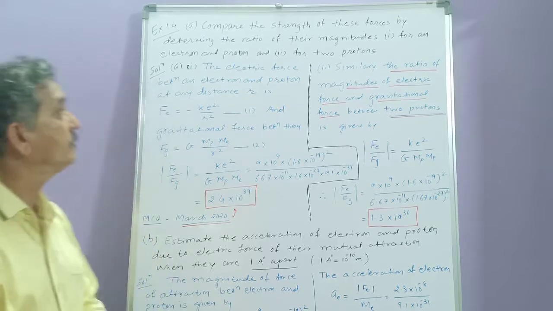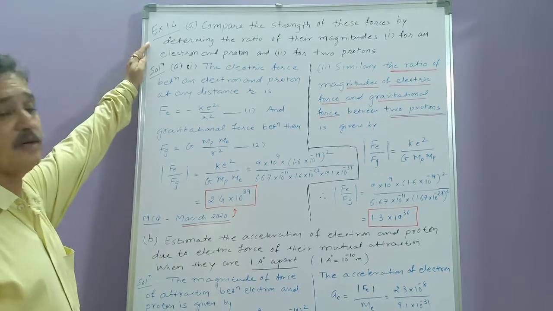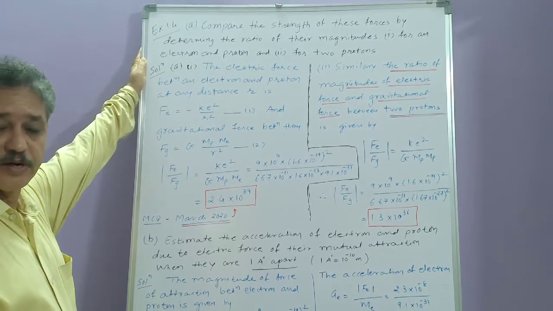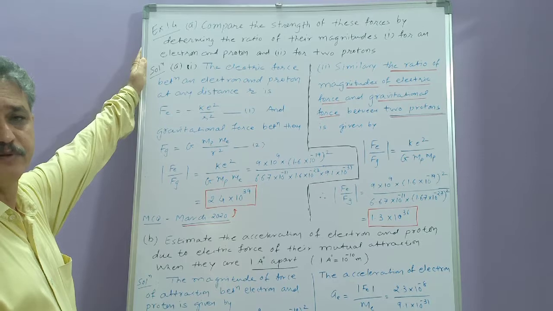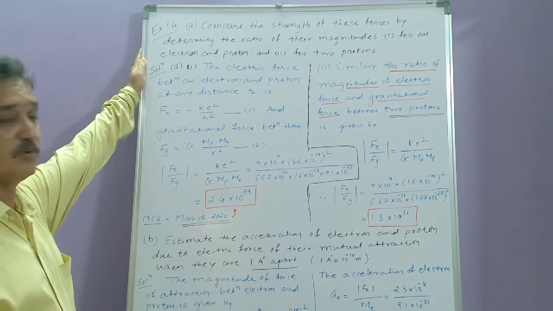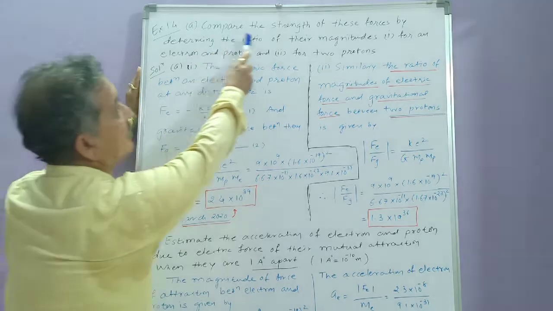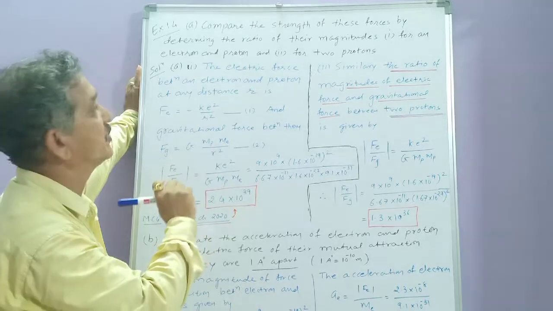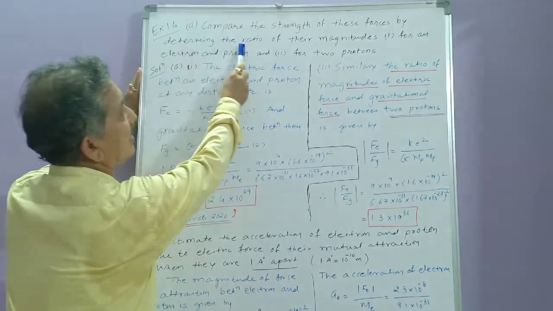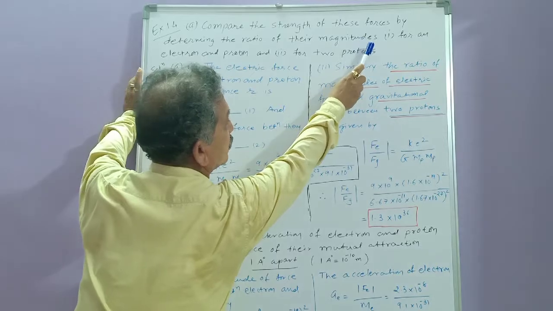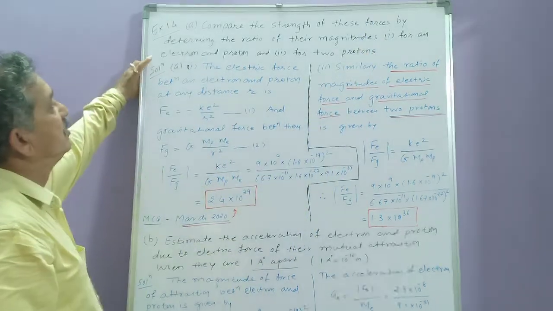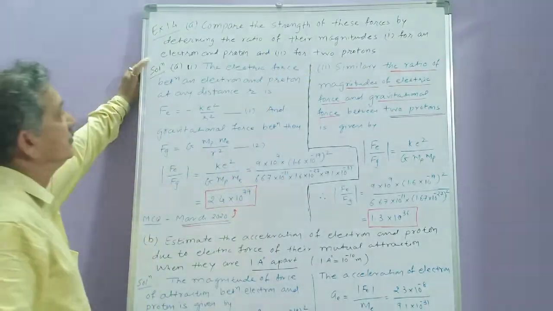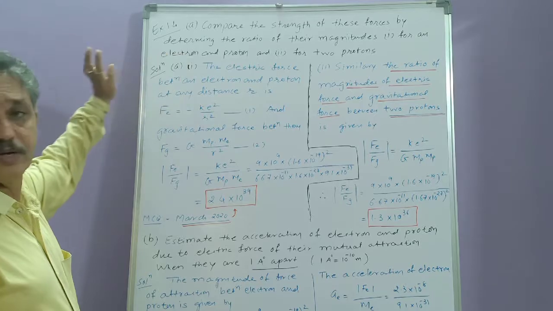Now let us see example 1.4 given in your textbook. Here you open the textbook and read it. What we have to find? We have to find two things. Number one, compare the strength of these two forces, one is the electric force, another is the gravitational force, by determining the ratio of their magnitudes, number one, for an electron and proton, and number two, for two protons. So, solution of part A for one.